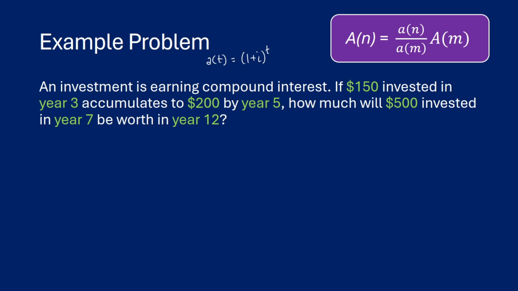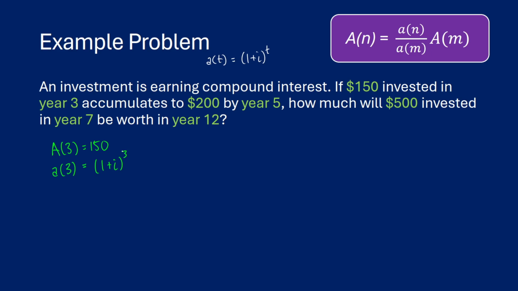Okay, let's figure out what we know here. We know that big A of 3, our amount at 3, is going to be $150. And because we know our function for compound interest, we can put little a of 3 in. That's going to be 1 plus i raised to the third power. Now, we don't know what the interest rate is, and we don't know what little a of 3 is at this point, but that's okay.